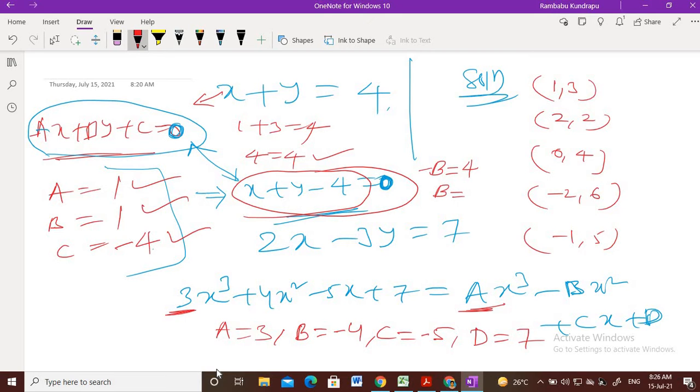Now, graphical representation of a linear equation in two variables. For example, let us take this equation x plus y is equal to 4. So there are infinite number of. So I have a doubt, sir.